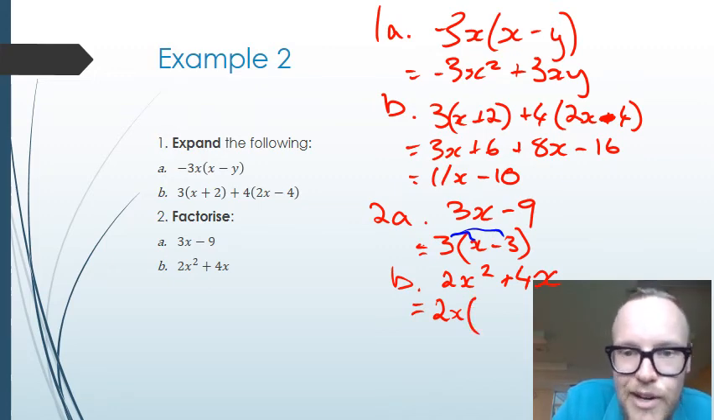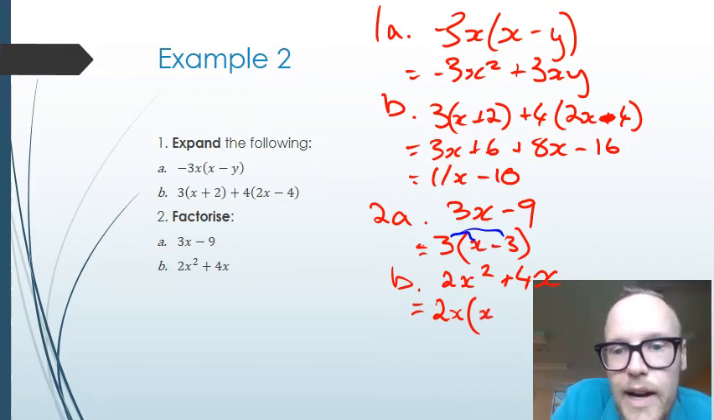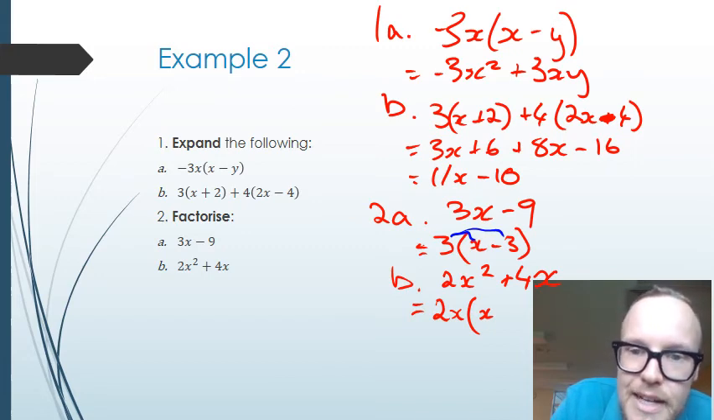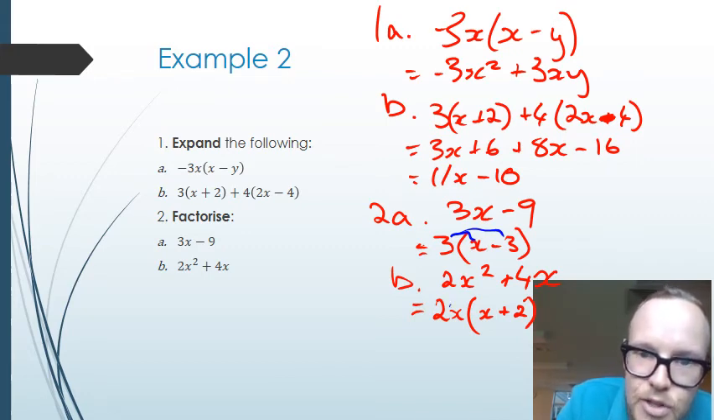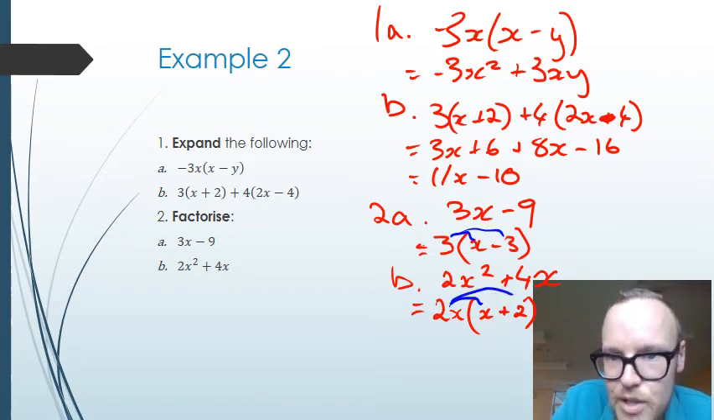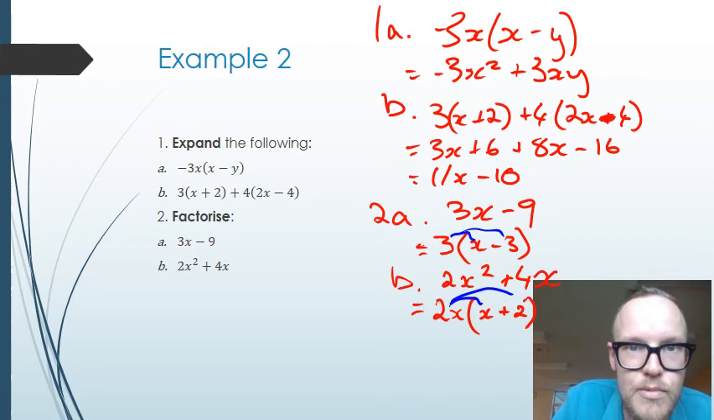When we have a look at what goes inside our brackets, we need to do 2x squared divided by 2x. We'll just be left with an x, and then 4x divided by 2x is going to be just 2. So we can check our answer again, expand it out. 2x times x is 2x squared, which is what we started with, and then 2x times 2 is 4x, which is what we started with there as well.